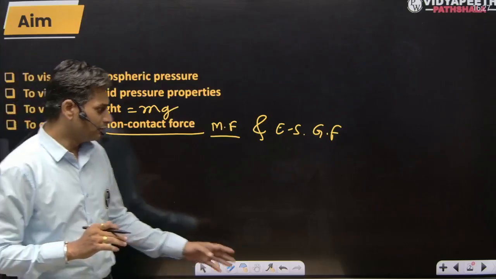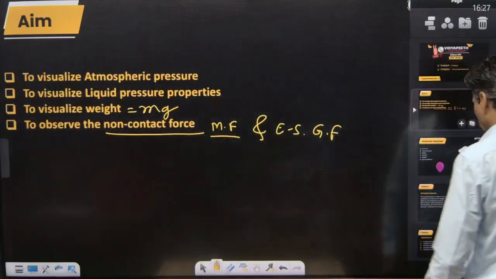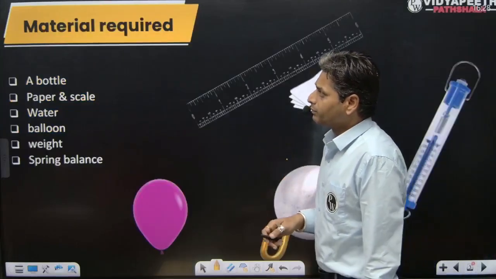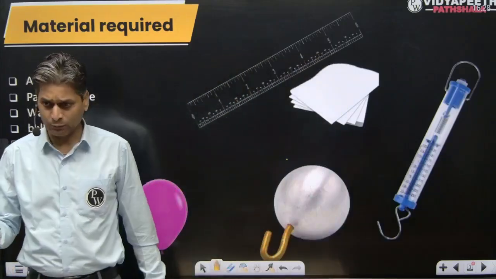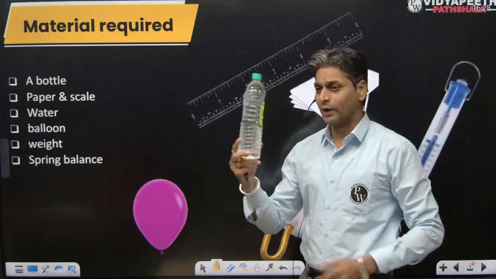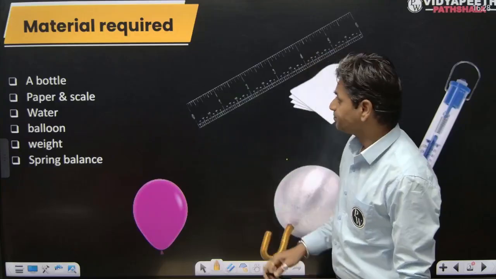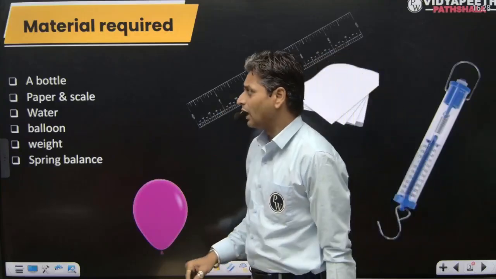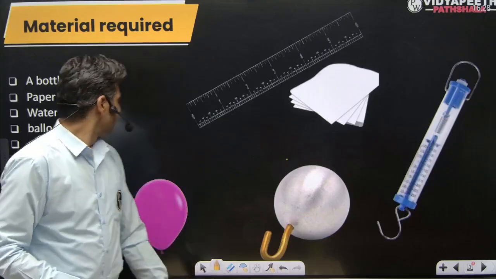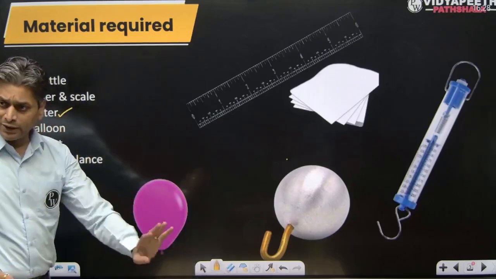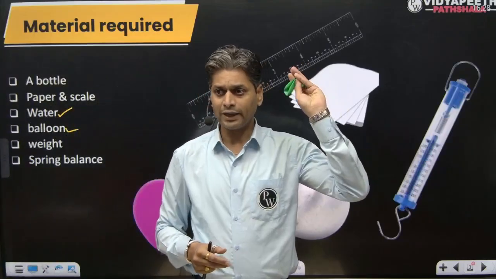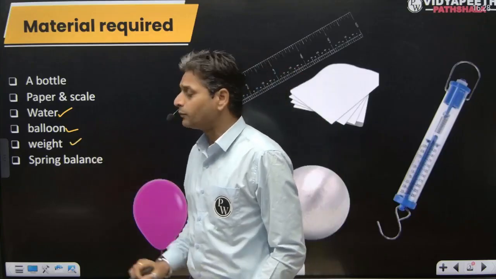Very first, for that purpose we require some material, and we already have that material. A water bottle filled with liquid. This is the water bottle. We already have paper or a scale for measurement purposes. One paper is there. Water is already filled inside. Balloon, that balloon is there, and we have to find the weight of the balloon.